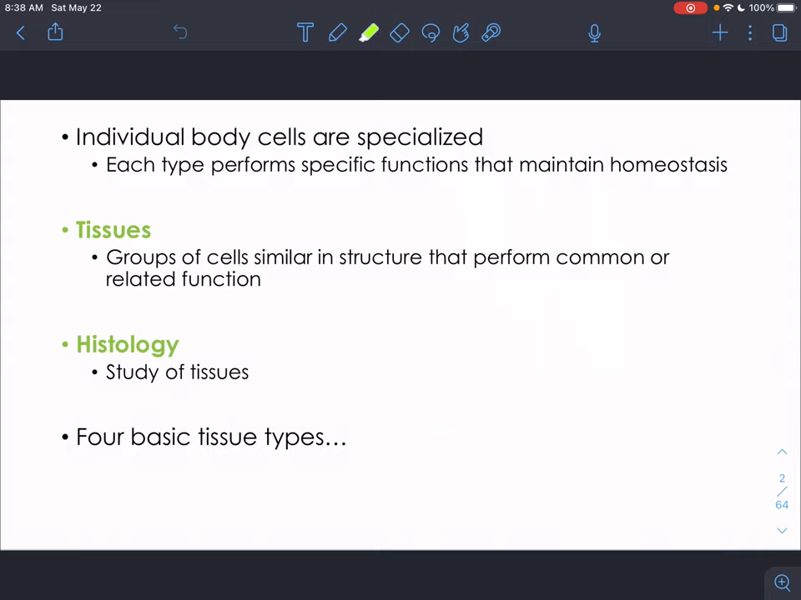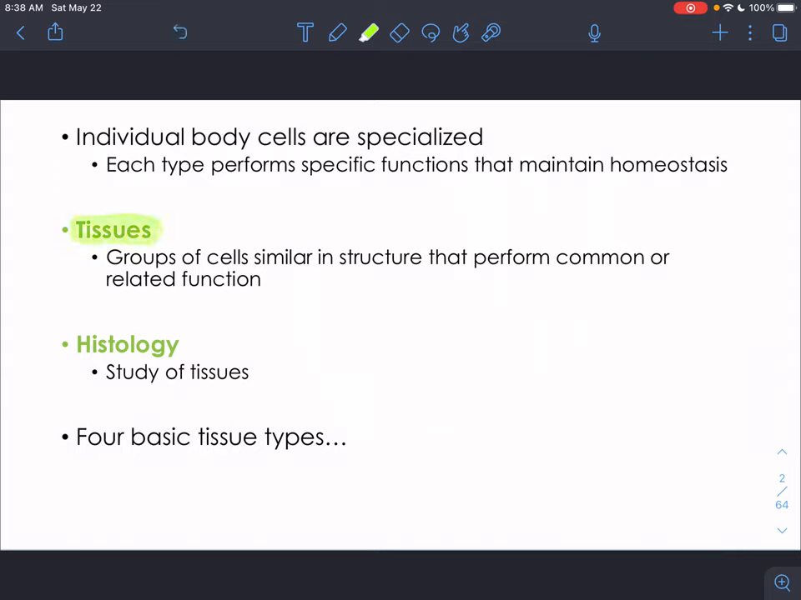Like muscle cells contract or are able to allow us to move. Nervous system tissues allow our nervous system to send information, sensory information in, motor information out, right? So we have a bunch of different cells that do a bunch of different things depending on what types of organelles make them up. But cells have to work together to perform their specific functions, okay? So they do that by forming what we call tissues.